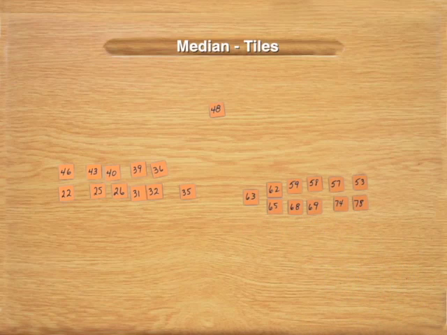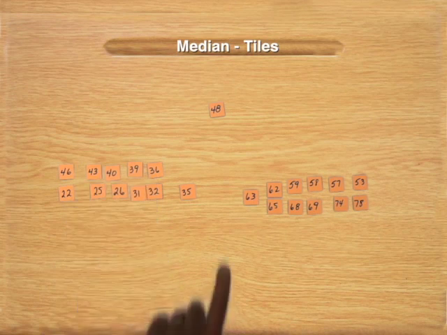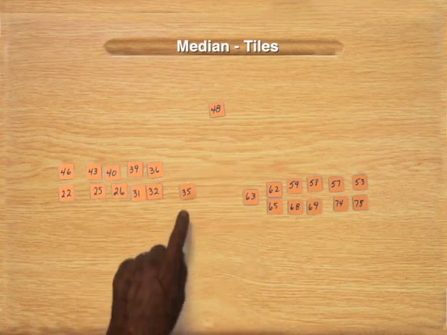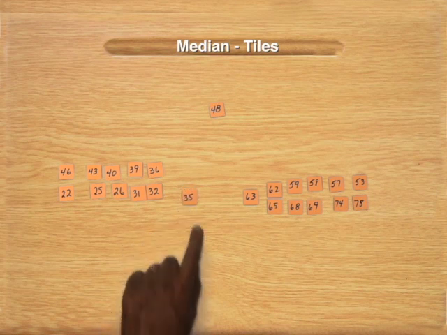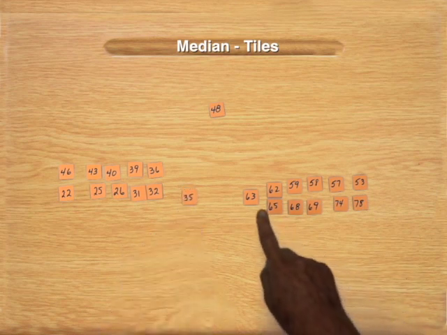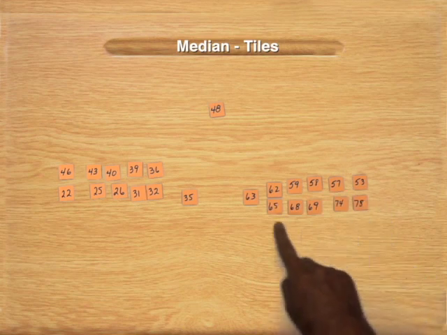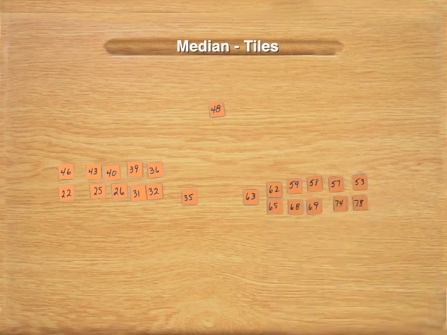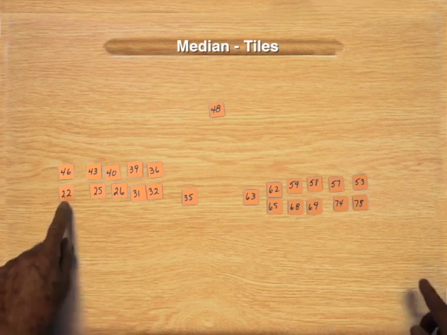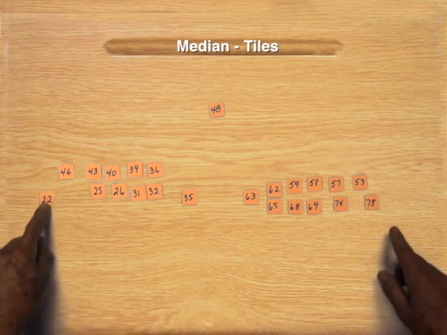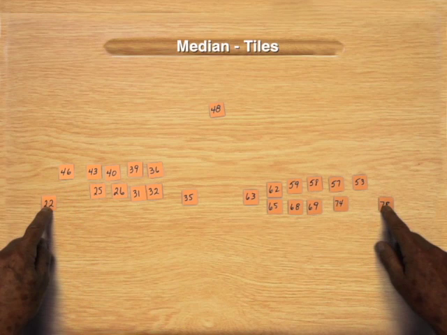So now our data has shown us 3 distinct numbers. First of all, the middle number of the entire group. Secondly, the middle number of the low group. Thirdly, the middle number of the higher group. And finally, one last thing we're going to do is look at the lowest and highest numbers. The lowest number is 22, the highest number is 78.